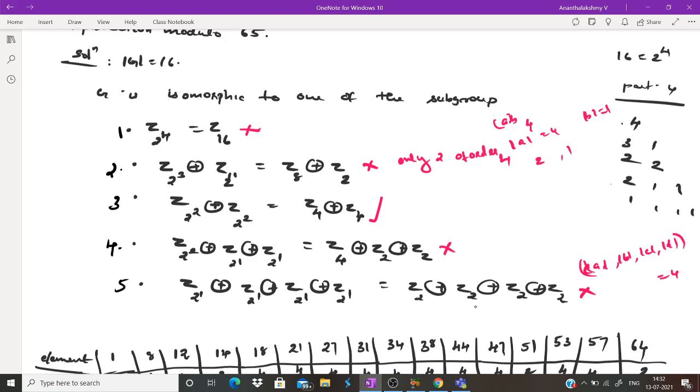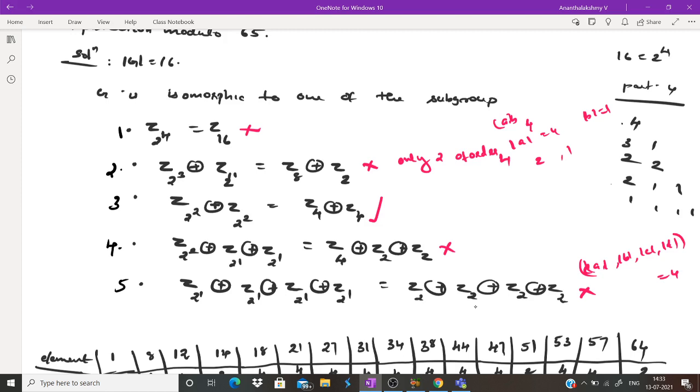And finally the fifth one is Z2 raised to 1. Okay. Now we have to find whether G is isomorphic to which of these 5 groups. The first one is nothing but Z16, but we know that Z16 is cyclic, but that group G is not cyclic. So surely G will not be isomorphic to Z16. So we can rule out the first possibility.